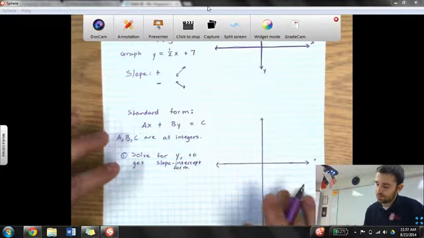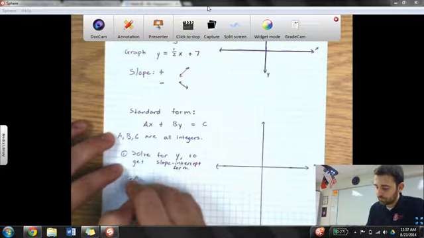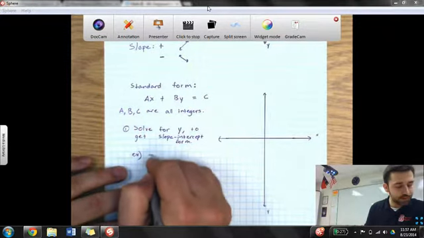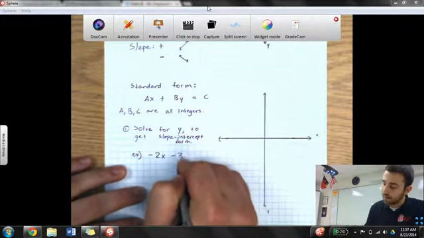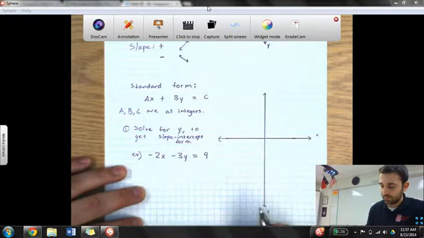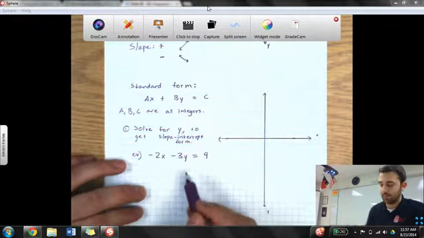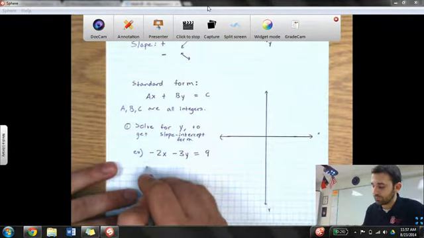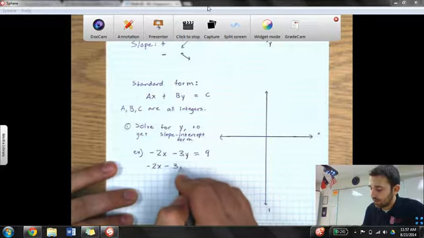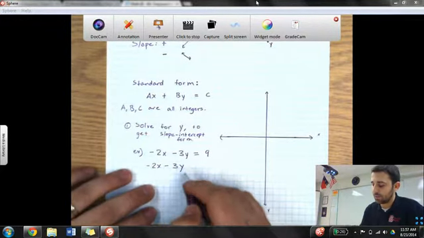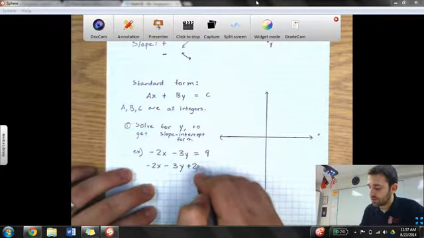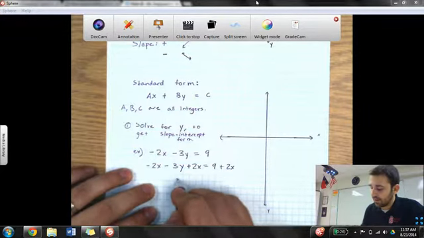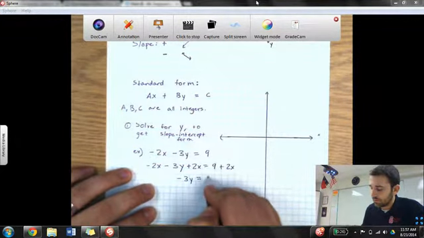So the example of negative 2x minus 3y equals 9. I want to solve for y. I'm going to go about this using our properties of equality we learned in a previous video. If I'm solving for y, I want it by itself, so I'm going to use the addition property and add 2x on both sides. My 2x's cancel out, and I'm left with a negative 3y equals 9 plus 2x.